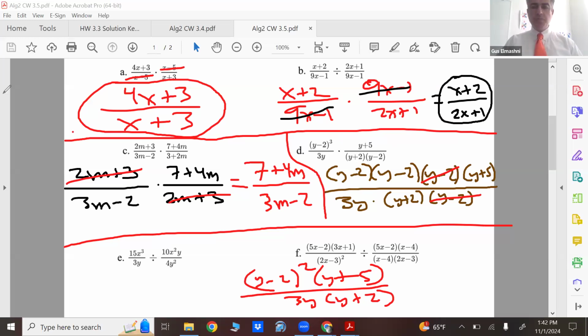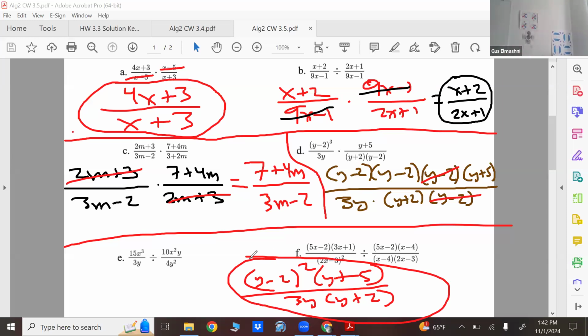So what's the answer for D? Right here, right down below. Right there. Because I just ran out of space. Or it's basically what you see here in the darker color. Just these are gone. No, I got it.